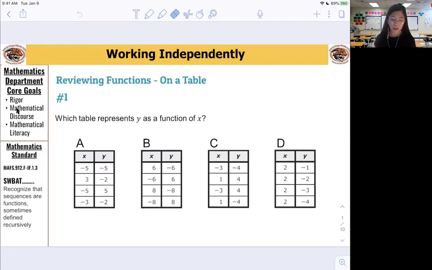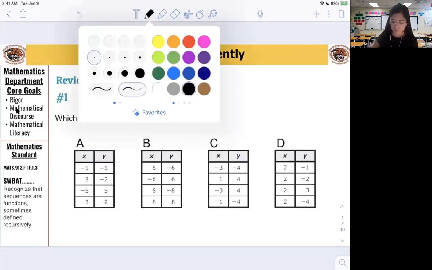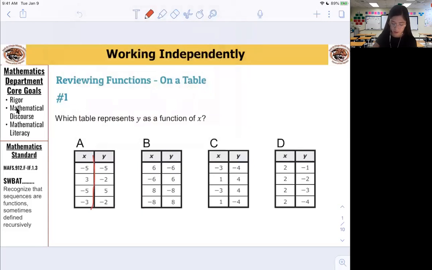We're going to start with question number 1 from review document number 1, reviewing functions. So we're going to review how to tell if a relationship is a function or not. Here it wants us to find which table represents y as a function of x. So I'm looking for which of these tables is a function. Now, when you have tables, what you need to look at is all of the inputs. Remember that input is the same as the x values.